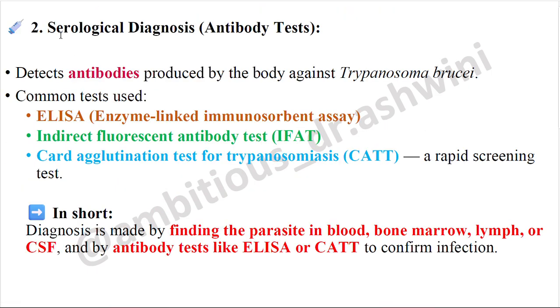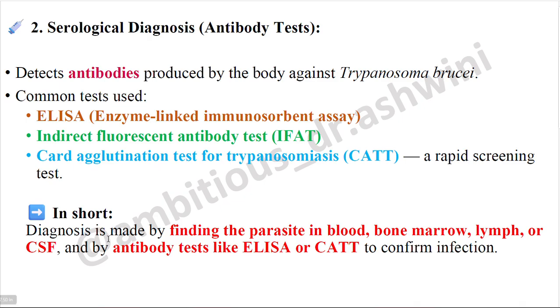Second one is serological diagnosis, which is antibody tests. It detects antibodies produced by the body against Trypanosoma brucei. Common tests use ELISA, which is enzyme linked immunosorbent assay, then indirect fluorescent antibody test IFAT, and card agglutination test for trypanosomiasis, which is CAT, a rapid screening test.